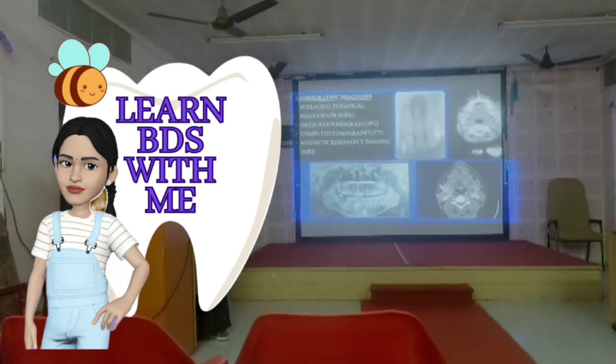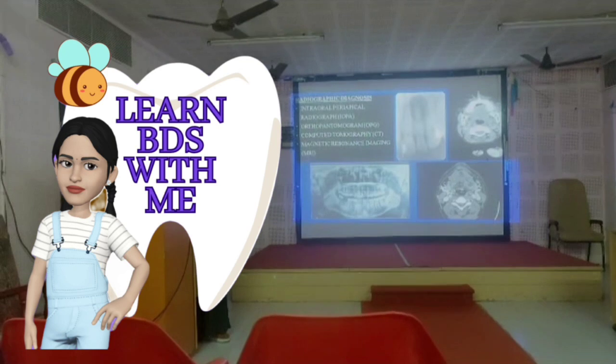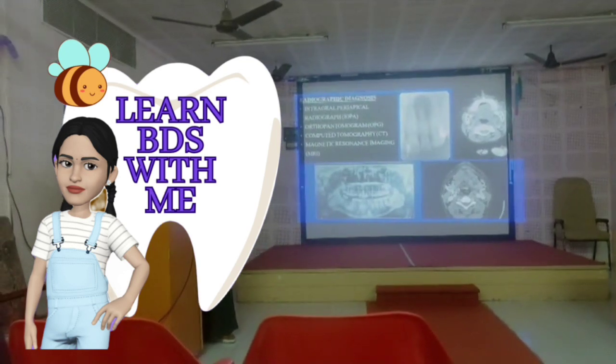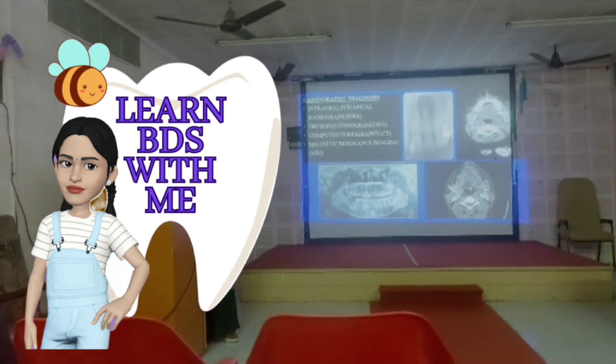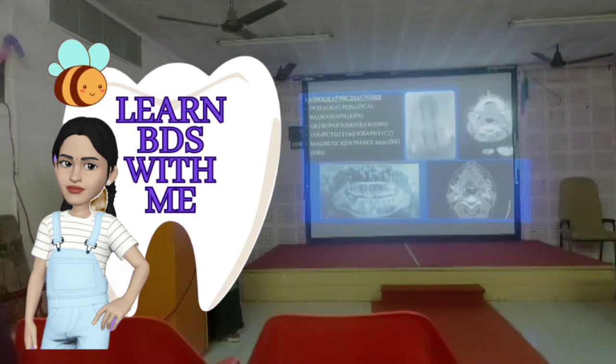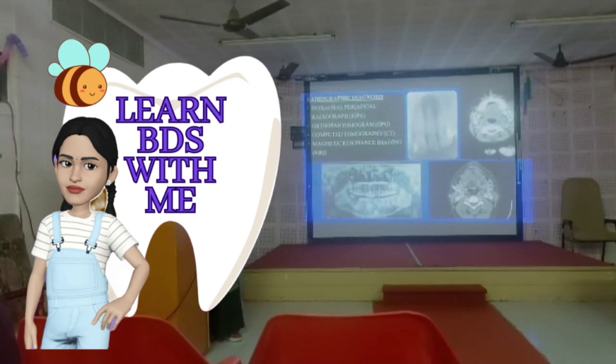Next is radiographic diagnosis. An IOPA, that is intraoral periapical radiograph, and orthopantomograph are used initially for identifying any odontogenic infection. Later, CT and MRI can be used to identify any soft tissue damage.